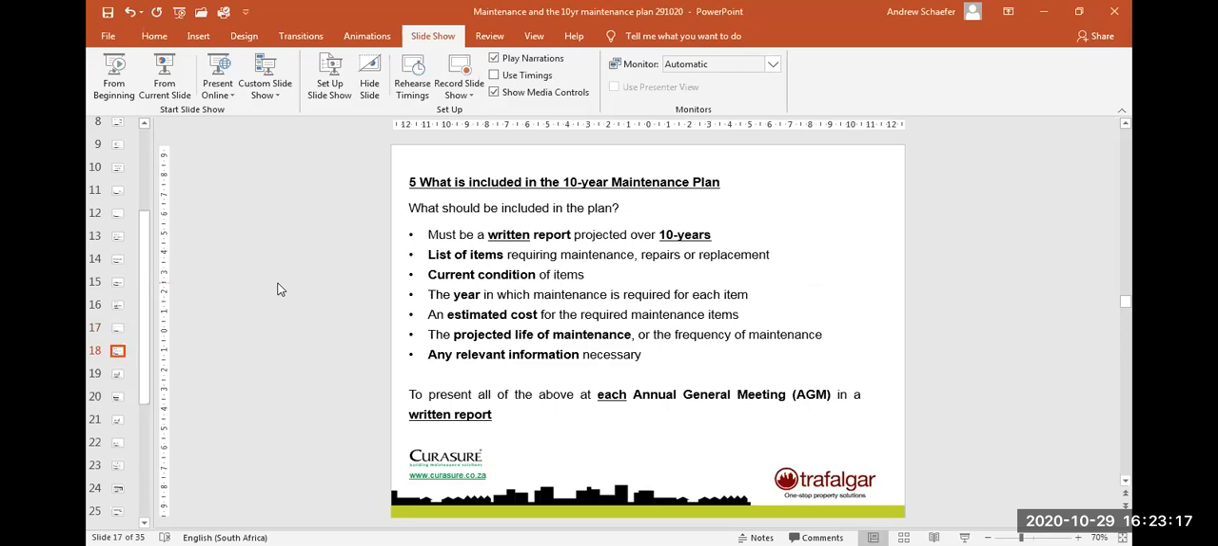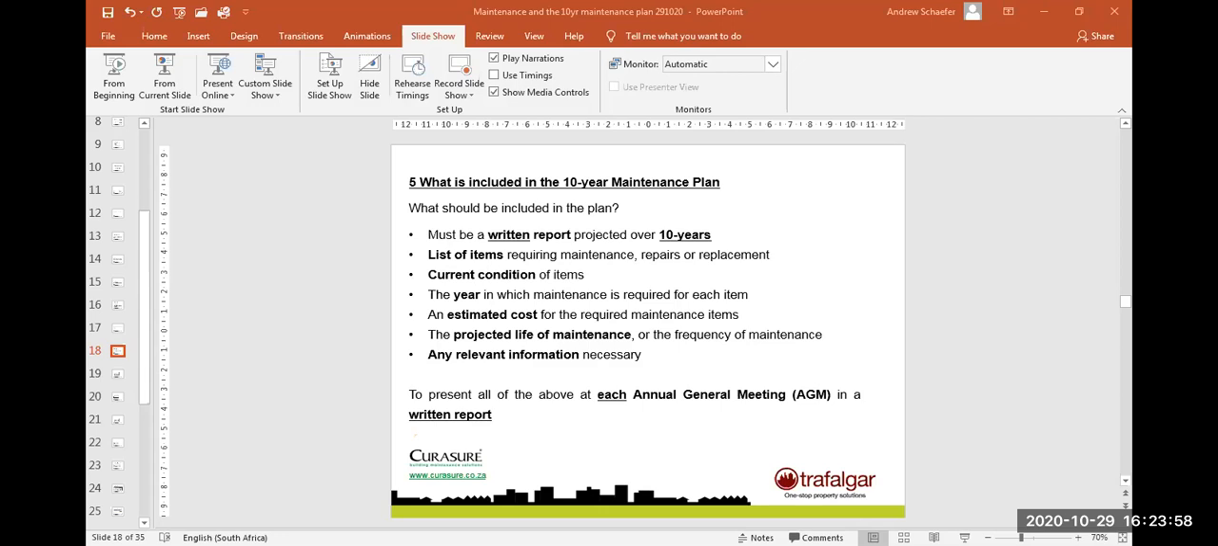So what must be included in our 10-year maintenance plan? First important factor to consider, it must be a written report, something that we can share with the owners and submit at each AGM. We must have a list of items requiring maintenance, repairs, or replacement for the body corporate. I often tell trustees and portfolio managers that we've got to try and have a logical breakdown and group items together when we list these items, and try and keep it basic and simple. The next thing is we must have the current condition. So what is the current condition? The first year in which we want to maintain these items. So let's say we want to paint in 2021, that'll be the first year.